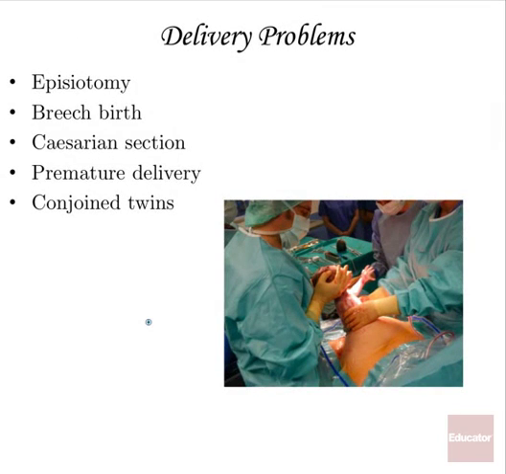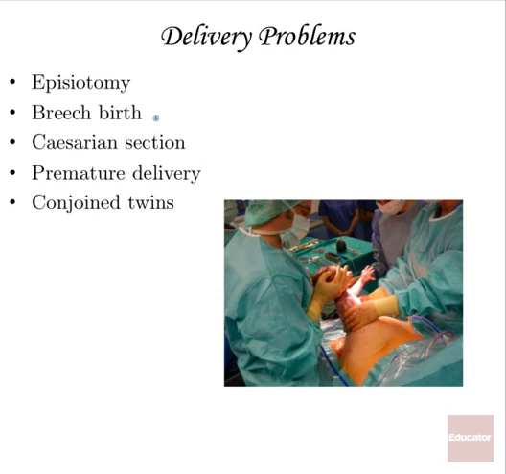So here are some delivery problems or issues that can come up. An episiotomy is if the baby coming through the birth canal is too much for the vaginal opening to bear. Instead of risking a tearing of the perineum, meaning the tissue next to the vaginal opening, the doctor will make incisions in that region to just make it easier for the baby to come through. And right after delivery, they'll sew up that area, which is a lot easier to repair than just torn tissue.